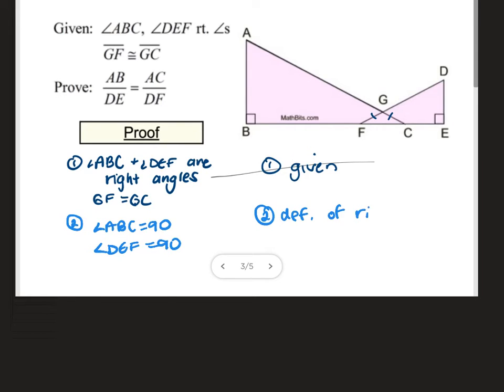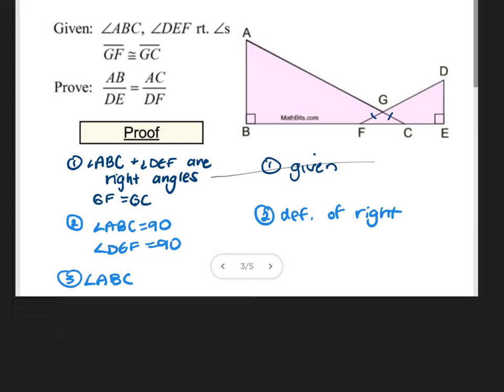Wait, can you just say angle B and angle B? No, because there's no theorem that says all right angles are congruent. If it's perpendicular lines, we can say they form congruent angles. That's different. These are two separate ones. And then you'd have to say they equal each other.